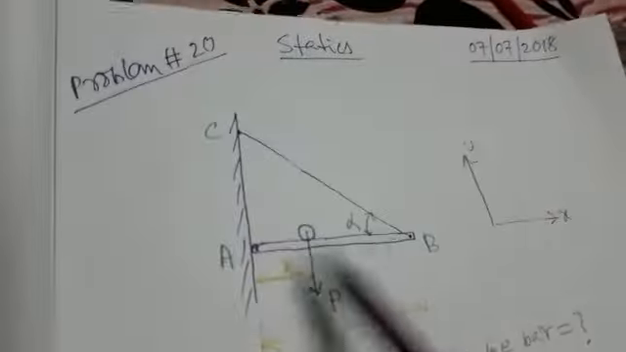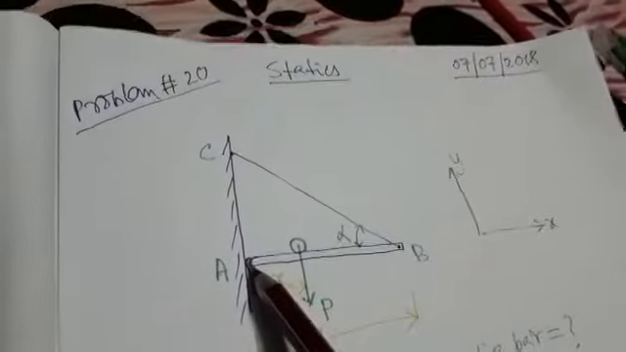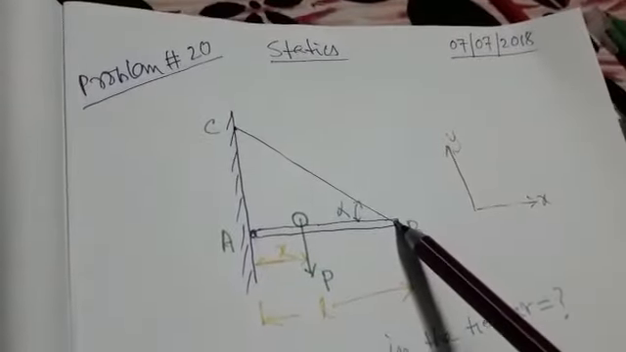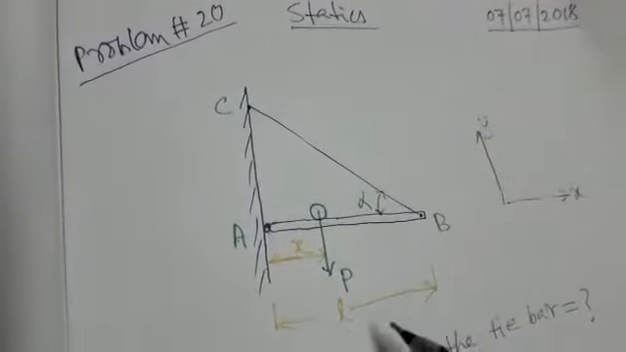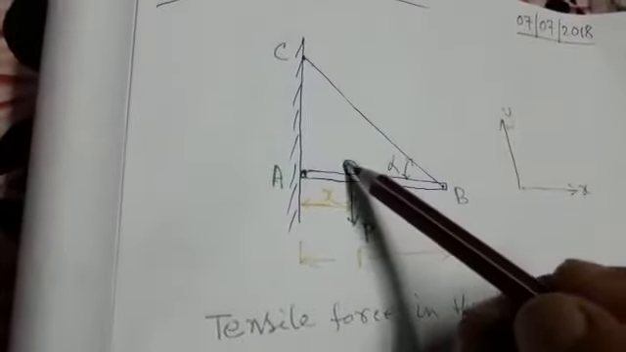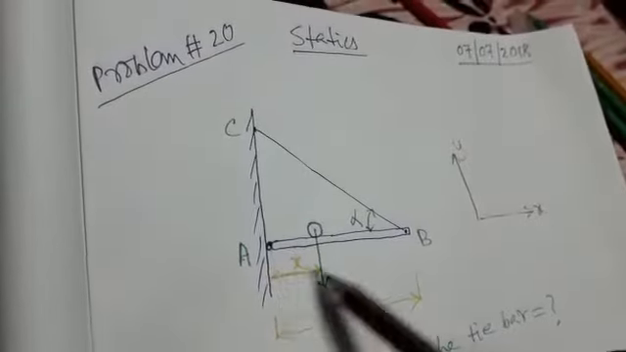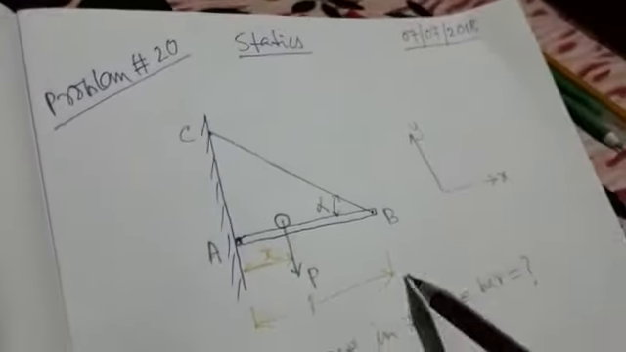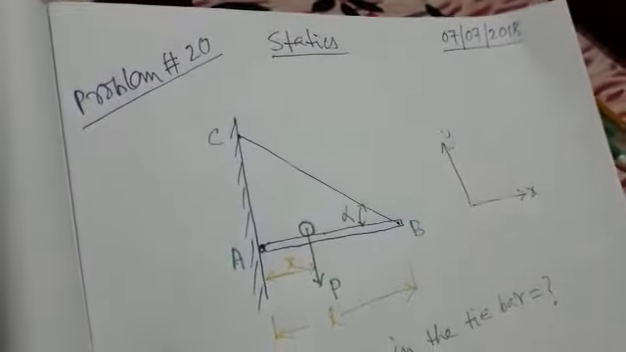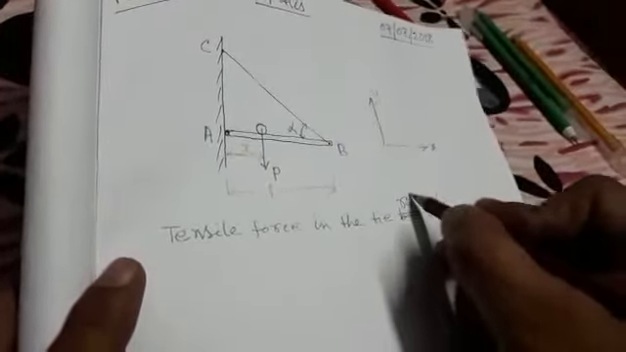This is the vertical wall. This is the prismatic bar. This is horizontal. This is hinged at point A, and the other end B is tied by a tie rod BC. And the tie rod BC makes an angle of alpha with the horizontal. And this is one extra weight of P magnitude, and it is kept at a distance x from the vertical wall, and the length of the prismatic bar is given, it is small L. So you have to find out the tensile force in the tie rod.